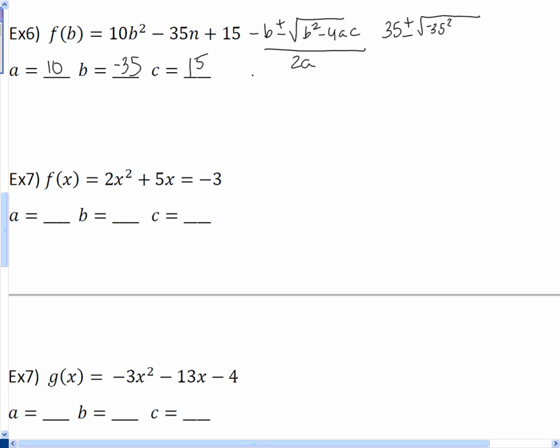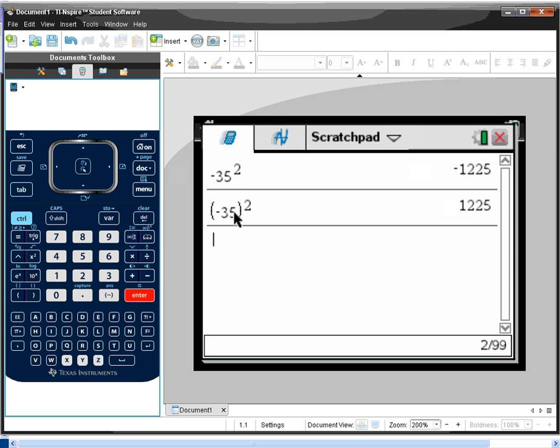So that's what I need to do here: negative 35 needs to be in parentheses, minus 4 times 10 times 15, all of that over 2 times 10. Do the math. 35 plus or minus. I need to figure out what 35 squared minus 4 times 10 times 15 is. So 35 squared gives me 1225, right? We already said that from a minute ago.